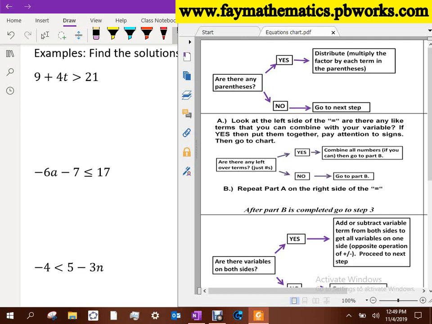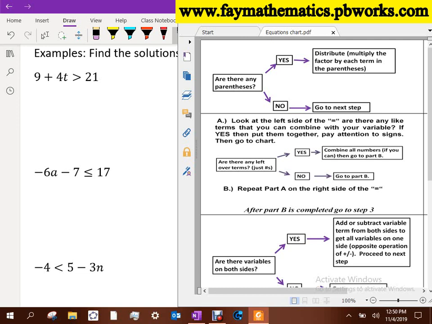Part A says look at the left-hand side of the equal sign. Are there any terms that you can combine with your variable? Left-hand side, is there anything? No. If it says yes, just put them together, pay attention to signs, then go to the chart. So now the chart says, are there any leftover terms on this side? Nope. Just numbers. So 9 is there, but I can't combine any of those, right?